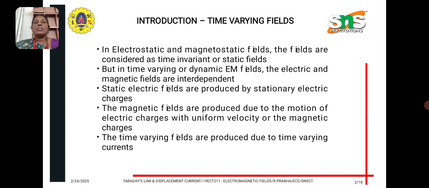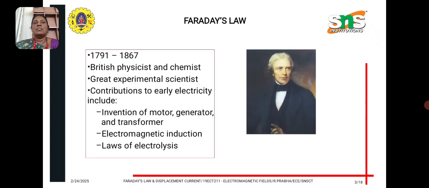The static electric fields are produced by stationary electric charges, and the magnetic fields are produced due to motion of electric charges with uniform velocity, or the magnetic charges. The time varying fields are produced due to time varying currents.